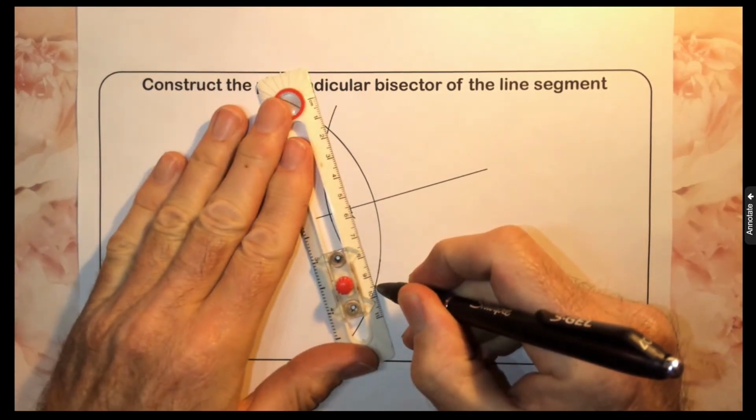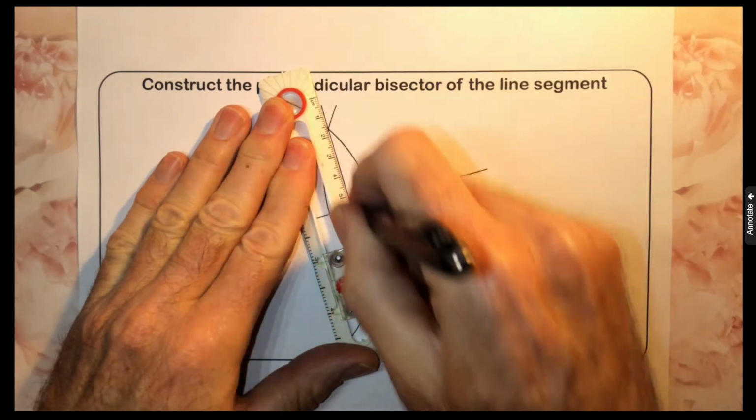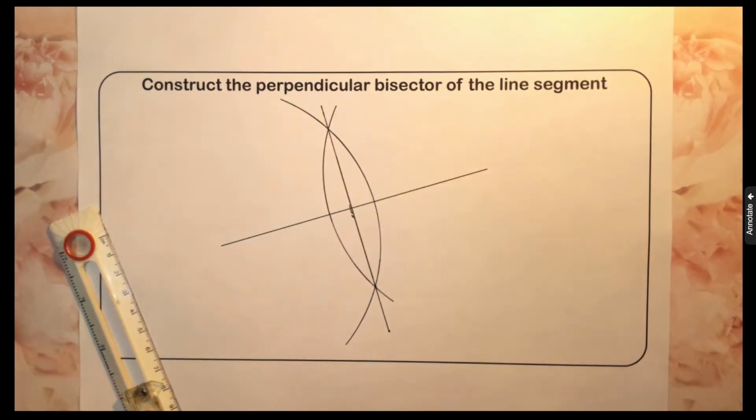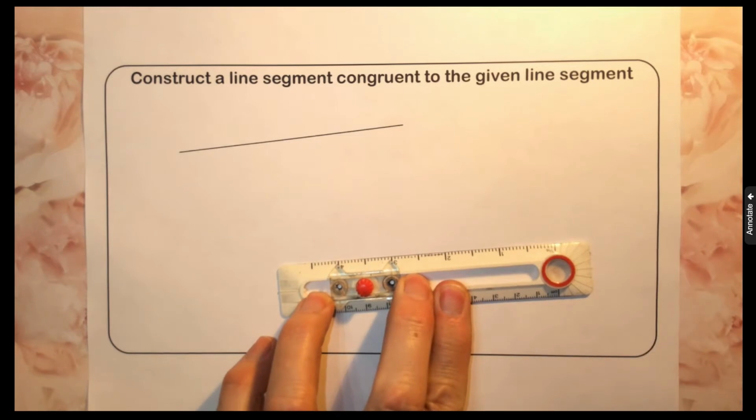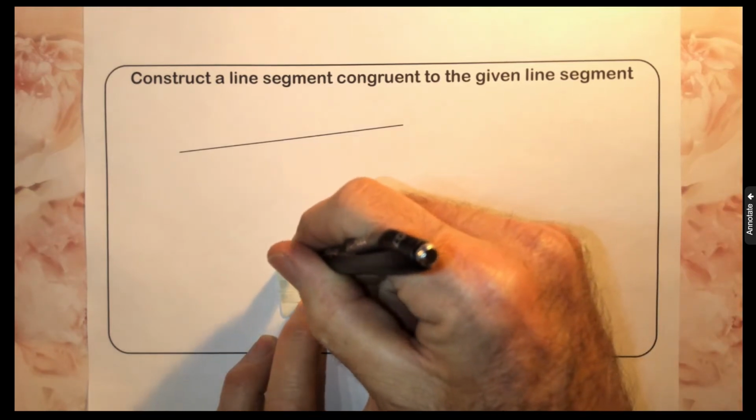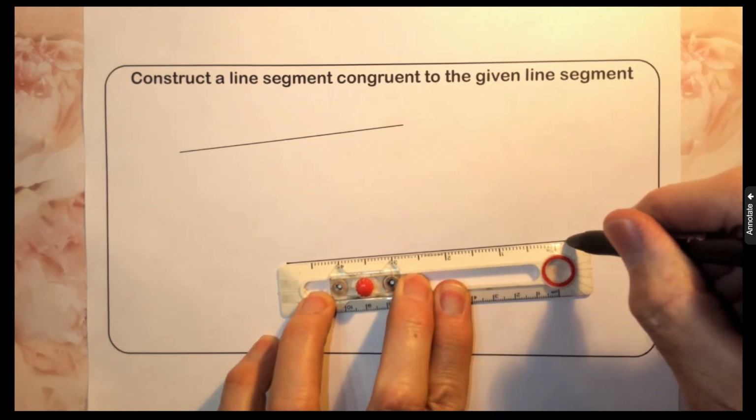It looks like he's aligning his straight edge, and yes, he has completed it. That line is perpendicular to the original segment, and it cuts that segment exactly in half. A perfect 10. Our mathematician will now attempt to construct a line segment congruent to the given line segment.